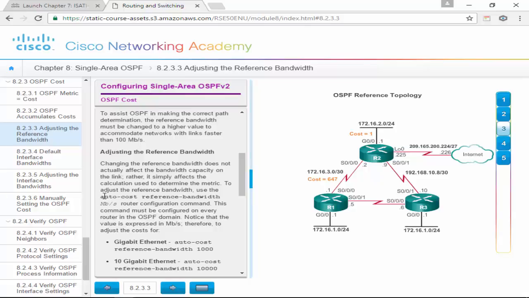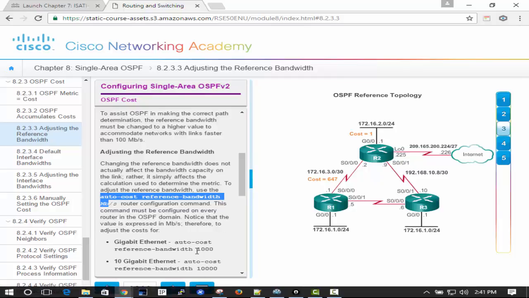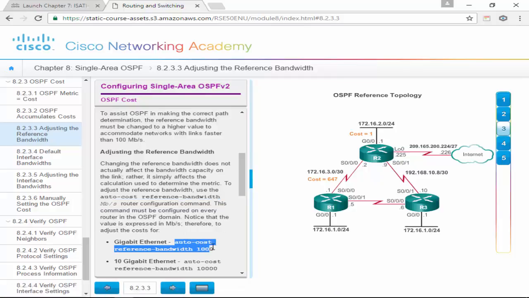So we go into router OSPF and say auto cost reference bandwidth, and then set it into the megabits we want. So if we want to set it for gigabit, we'd say auto cost reference 1000, whereas if we want to set it for 10 gig, we'd say auto cost reference bandwidth 10,000, right? Okay, so that's how we adjust that part.